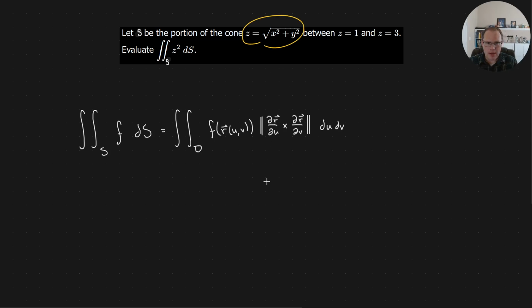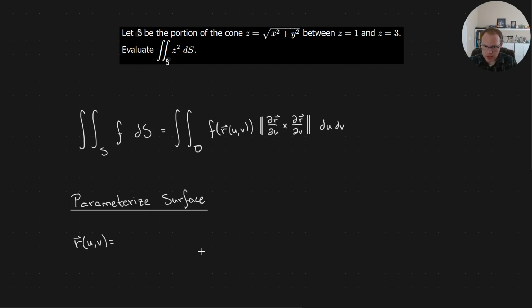So let's start by parameterizing our surface. We have z equals square root of x squared plus y squared. So there's a couple ways I could parameterize this surface. I do have a z equals something. So I could do x equals u, y equals v, and z equals square root of u squared plus v squared. Perfectly reasonable. Or I could notice, hey, I've got a square root of x squared plus y squared here. Maybe using polar variables or cylindrical coordinates, maybe that'd be a good option.